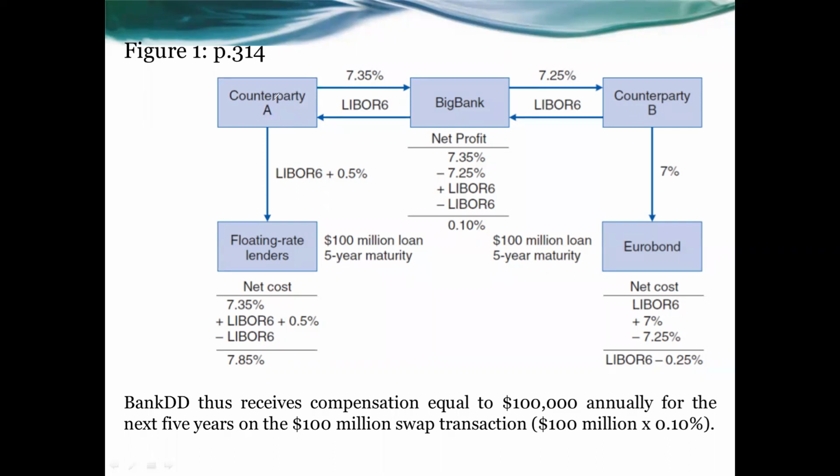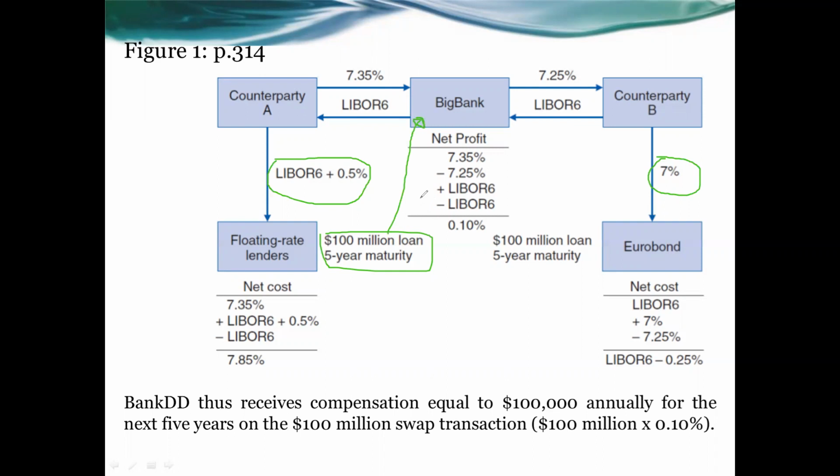So trader A borrowed $100 million at the flexible rate. That is why it says here LIBOR plus 0.5, and trader B takes his loan at a fixed rate of 7%. Those are the 100 million loans they are taking. This is the investment amount.